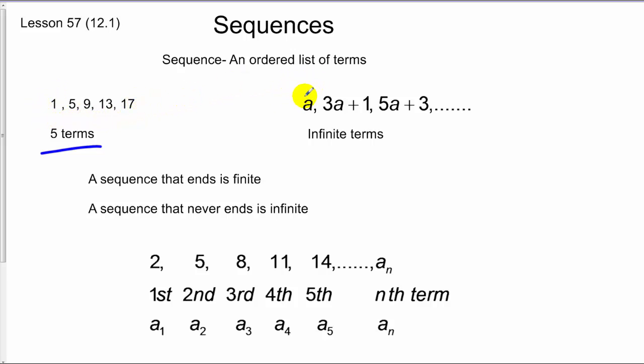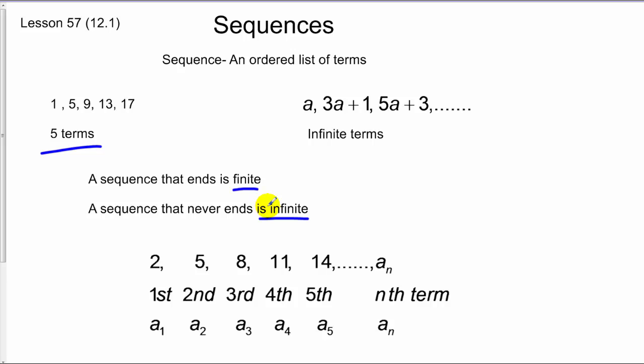In this next sequence, I have a and 3a plus 1 and 5a plus 3 with the dot dot dot at the end. That dot dot dot means it goes on forever, so there's an infinite number of terms. Any sequence that ends is finite. A sequence that never ends is called infinite.